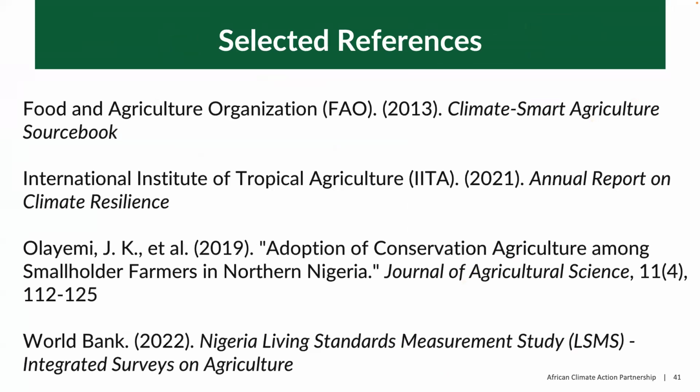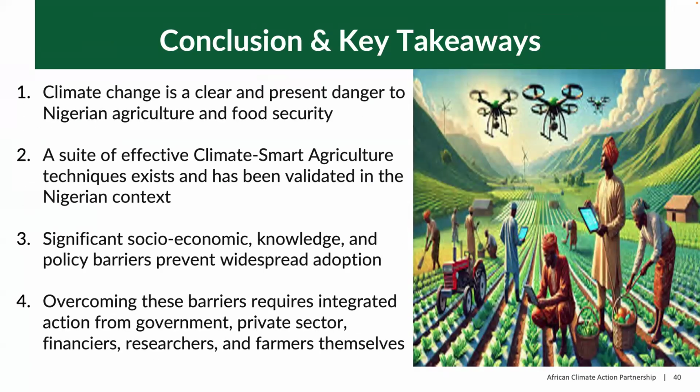So in conclusion, the path to a climate smart agricultural future for Nigeria is clear. We know what the challenges are, and we have some suggested ways forward. By working together, we can break these barriers and empower our farmers not to just survive, but to thrive in the face of climate challenges. So now I leave you with these simple takeaways. Thank you very much.